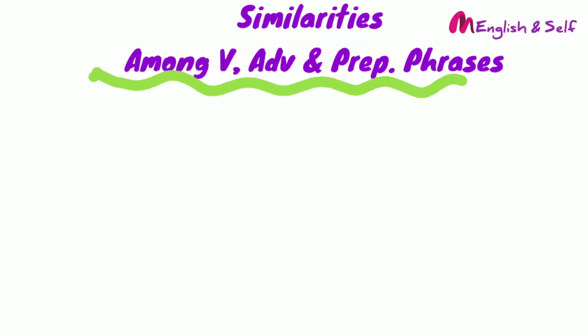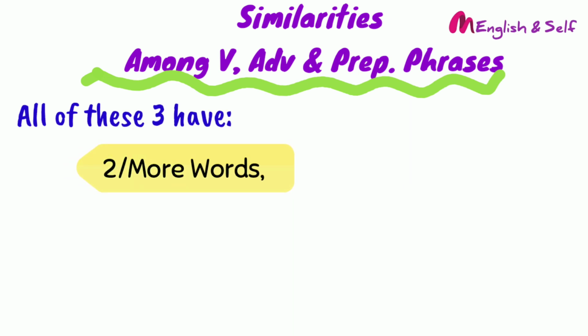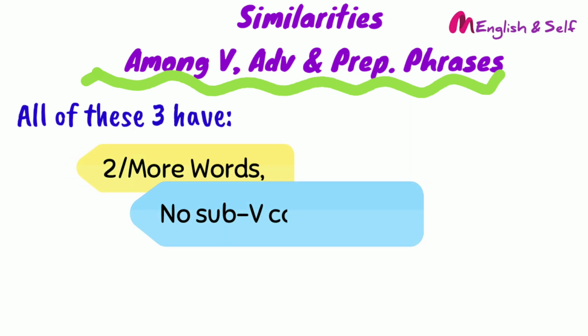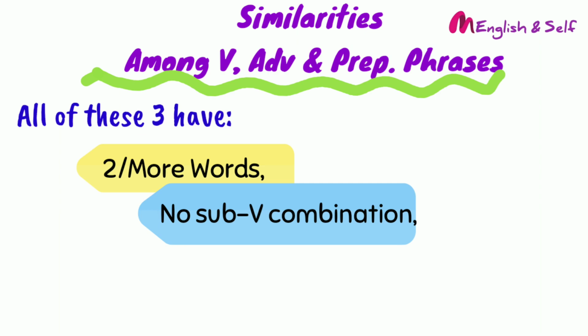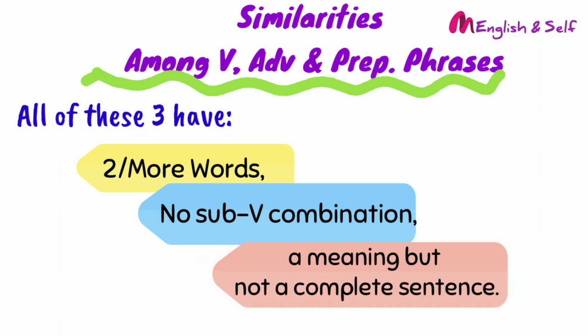Overall, the similarities among verb, adverb, and prepositional phrases are: all of these three have two or more words. All of them have no subject-verb combination. All of them have a meaning but can't make a complete sentence alone.